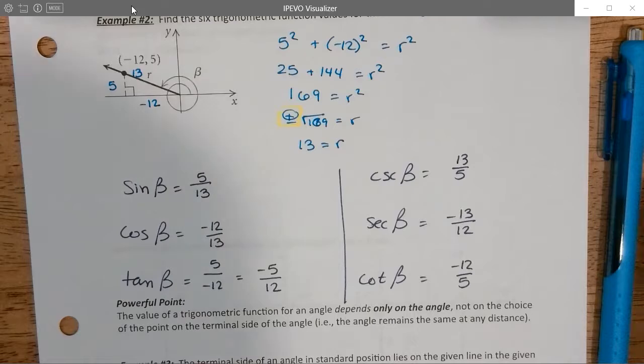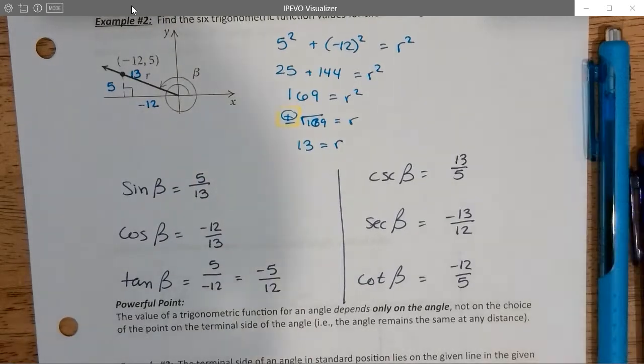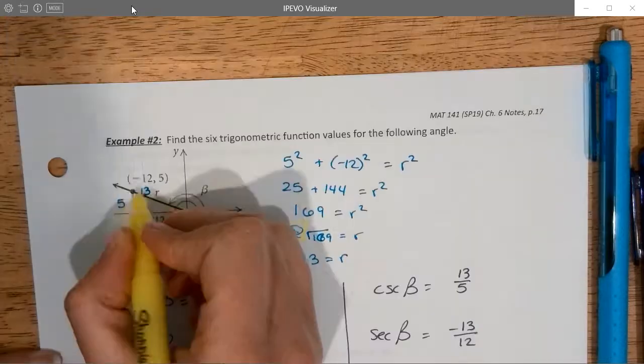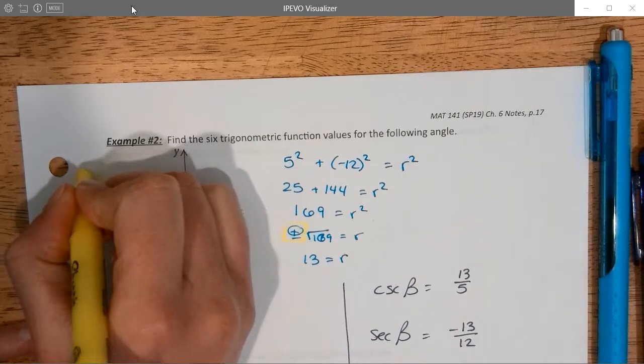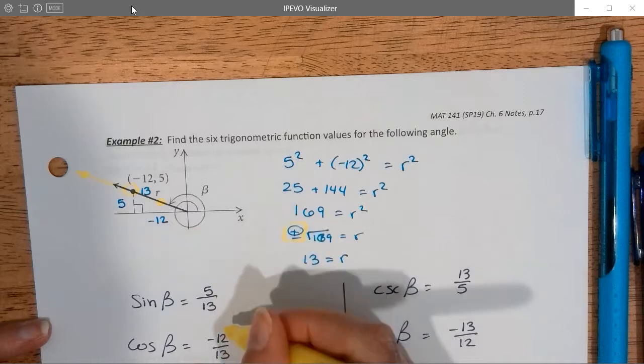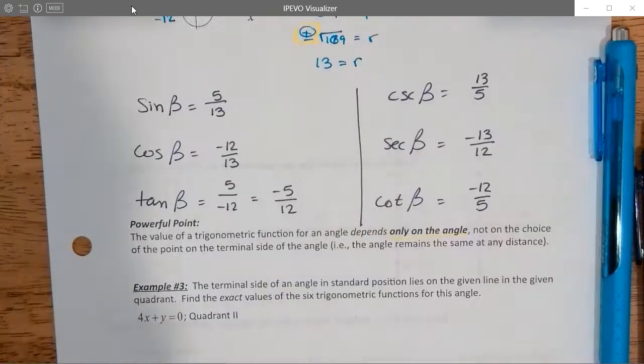All right. So once I know all 3 values of sides, I can get all 6 trigonometric ratios. And this point here at the bottom says the value of a trigonometric function for an angle depends only on the angle. We noted that the first time we defined them, not on the choice of point for the coterminal side. The angle remains the same at any distance. So that particular point didn't have to be at negative 12/5. It could have been any point on that arc, because the ratios would reduce down and be the same, any point on the arc. Okay.